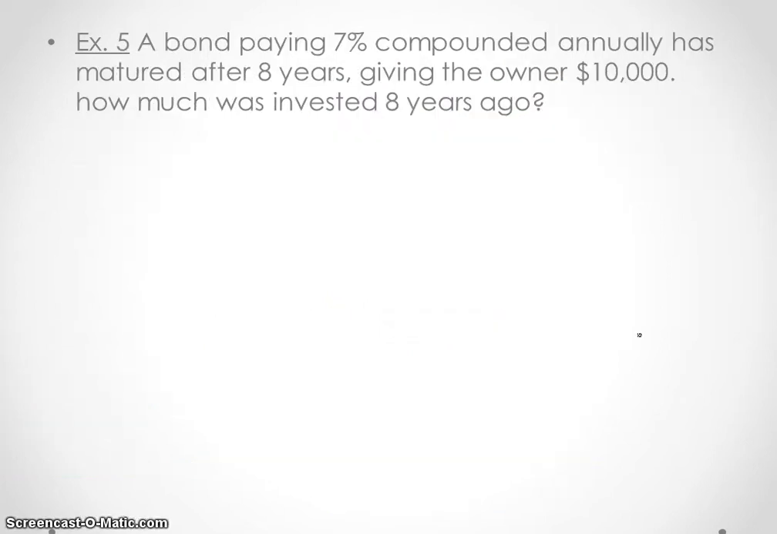Alrighty. A bond paying 7% compounded annually. Oh, good. We can go back to the regular equation, which remember, once we know that, we can just write that out. This is the simpler of the two. So A equals P times the quantity 1 plus R, to the T power. Still all the same R's, P's, and T's here.